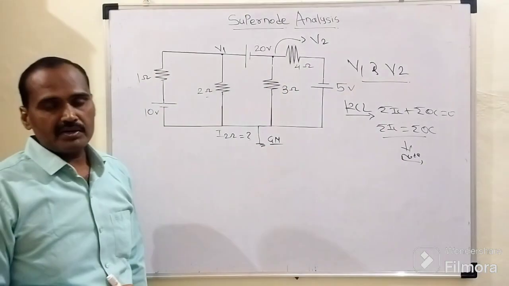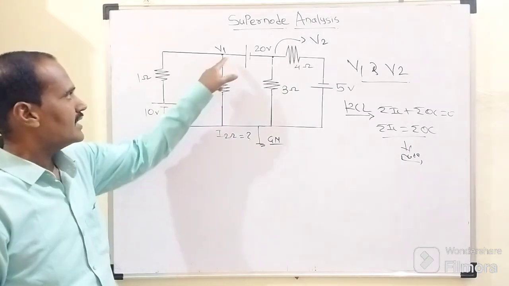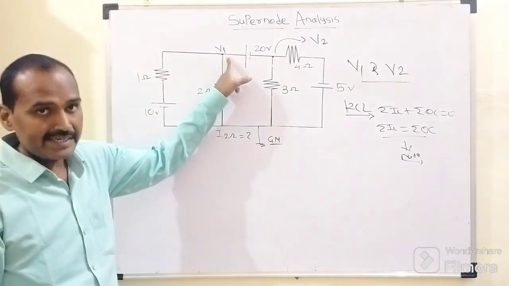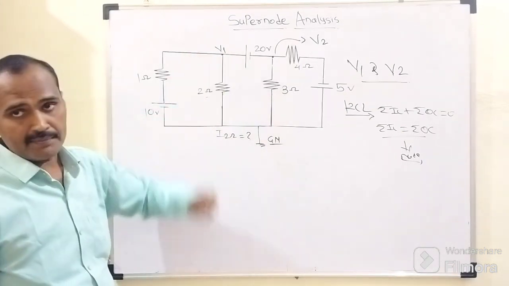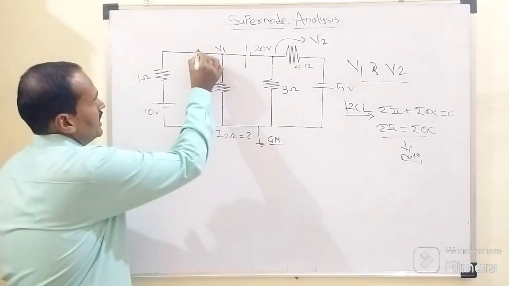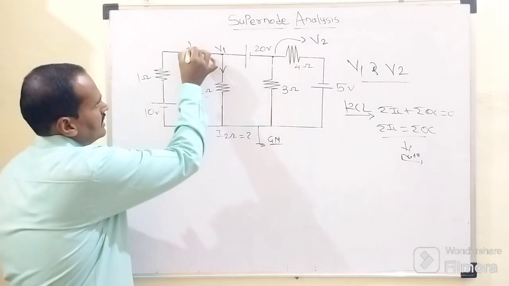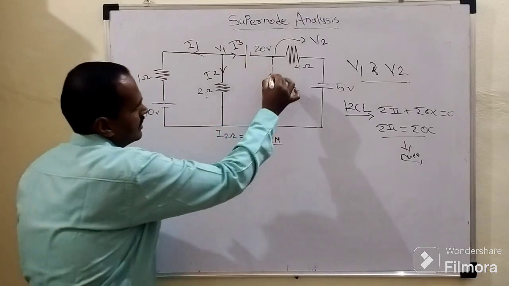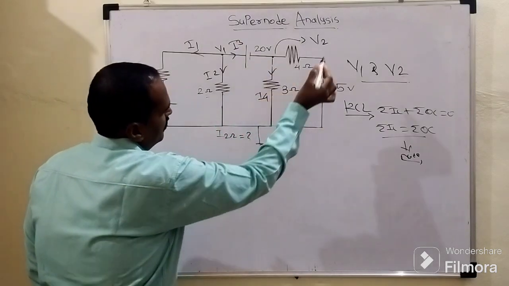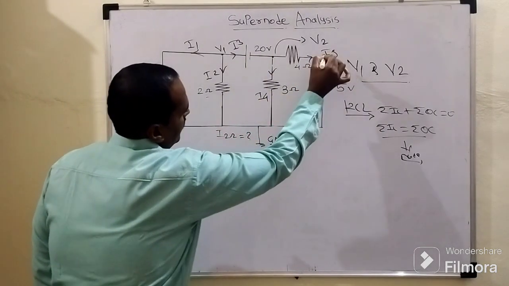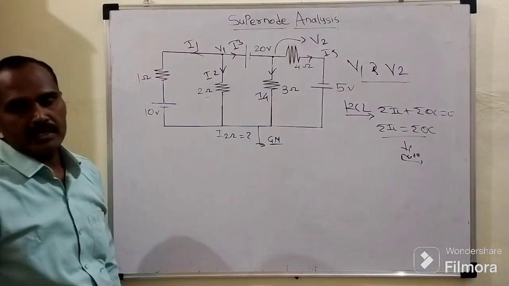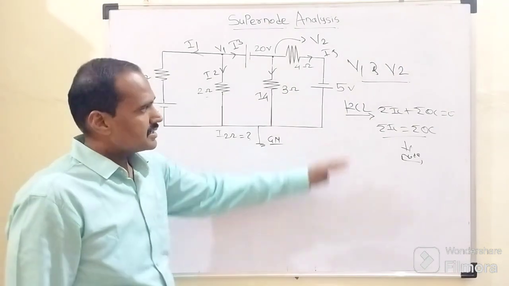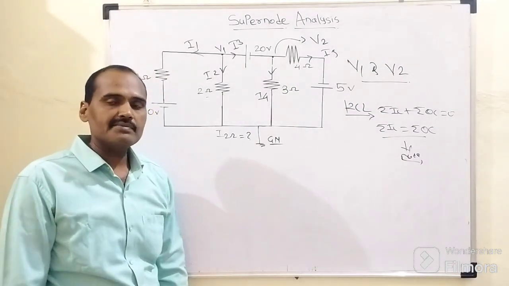For the sake of observation, at this node potential V1, there are three branches which are interconnected to each other: first one, second one, and third one, right? First of all, we need to assume the direction of currents, like this will be I1, this will be I2, this is I3, this is I4, and this is I5, like this, right? Then after that, we need to apply Kirchhoff's current law at node number 1 as well as node number 2.